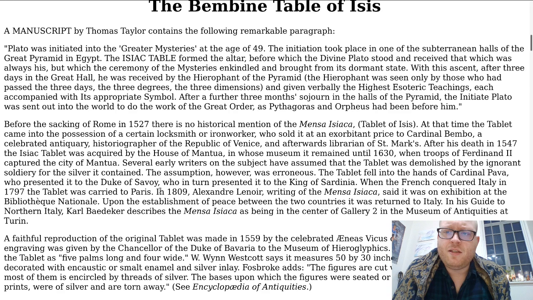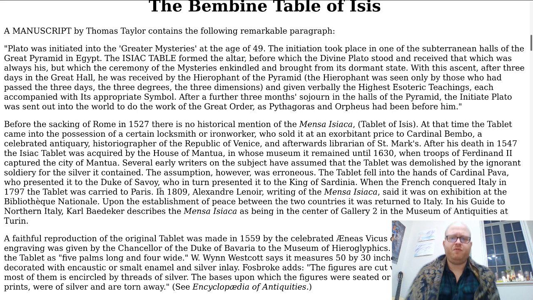With this ascent, after 3 days in the great hall, he was received by the Hierophant of the pyramid, and the Hierophant was seen only by those who had passed the 3 days, the 3 degrees, the 3 dimensions, and given verbally the highest esoteric teachings, each accompanied with its appropriate symbol. After a further 3 months' sojourn in the halls of the pyramid, the initiate Plato was sent out into the world to do the work of the great order, as Pythagoras and Orpheus had been before him.